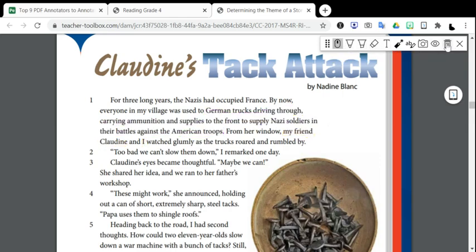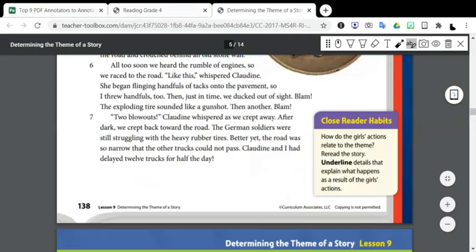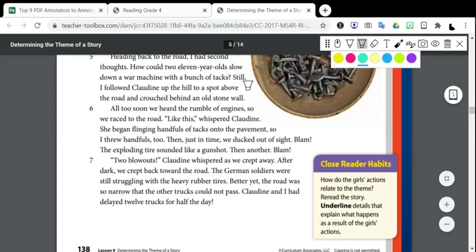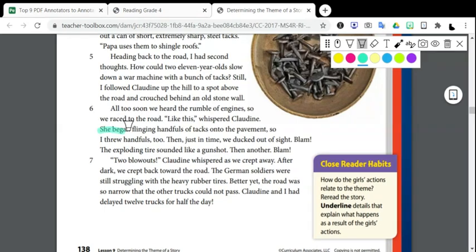So the problem is that the German trucks keep coming through and delivering ammunition and supplies to fight the American troops. And the girls know that the Americans are their friends. So they need to stop or slow down these German trucks that are coming through their village, providing ammunition and supplies to the Nazi soldiers. All right, so make sure you've highlighted that.